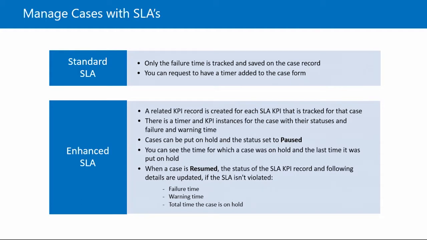Now, when the service agent resumes a case, assuming it was on hold, the status of the SLA KPI instance record is updated and the following details are updated, such as failure time, warning time, and the total time the case is on hold. Now, let's see how we can work with these SLAs now that we've defined what they are, how they're configured, and so on.